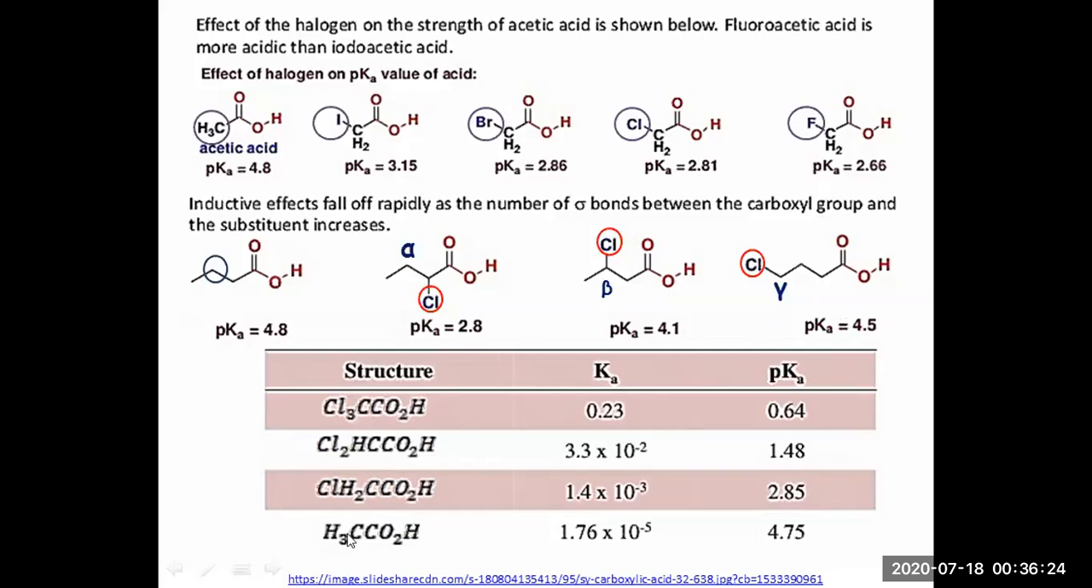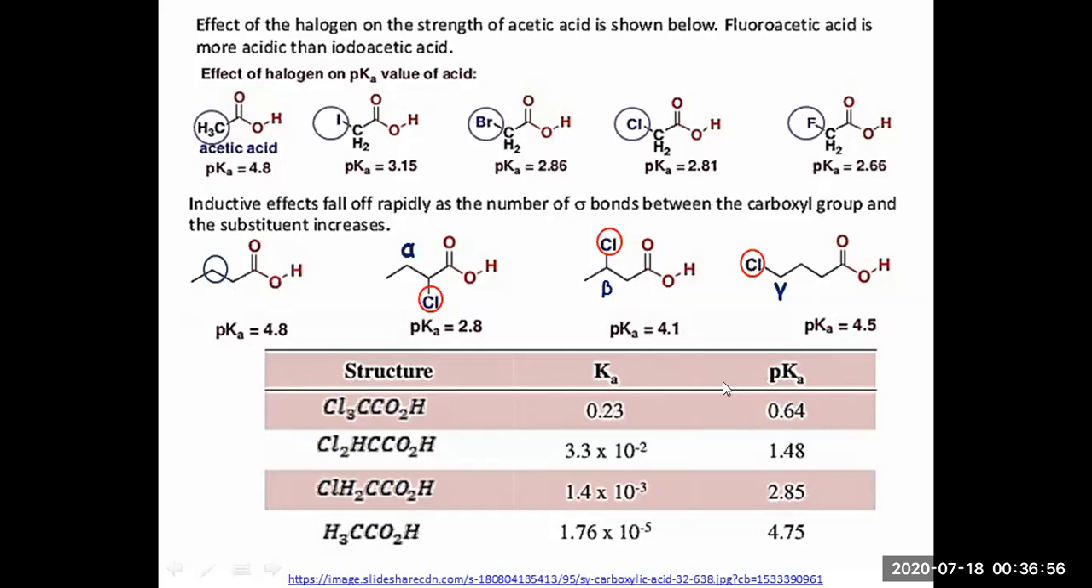Take this example. Now here, what will happen? Acetic acid, monochloro, dichloro, and trichloroacetic acid. When I replace hydrogen by Cl atoms, you'll find that their K values go on increasing and the pK value goes on decreasing. So trichloroacetic acid is the strongest acid. The pK value is smallest, 0.64, very strong as compared to acetic acid, which is the weakest acid among these three.